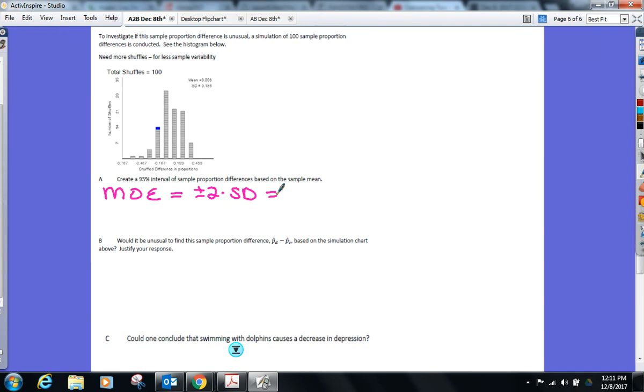What's that? It should be on your paper up above. 0.186. Mean is 0.008.